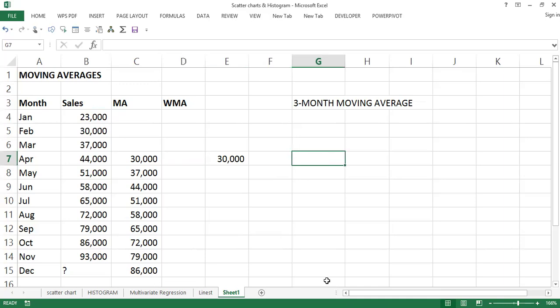Okay. So we may decide, for instance, that we are going to use a ratio of 60 to 30 to 10, for instance.